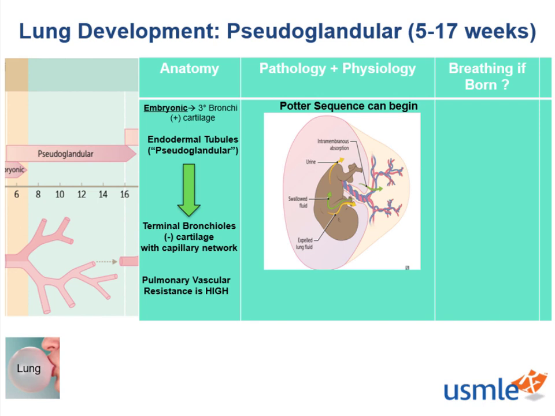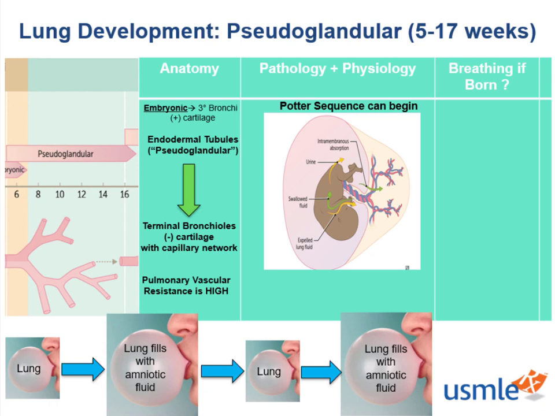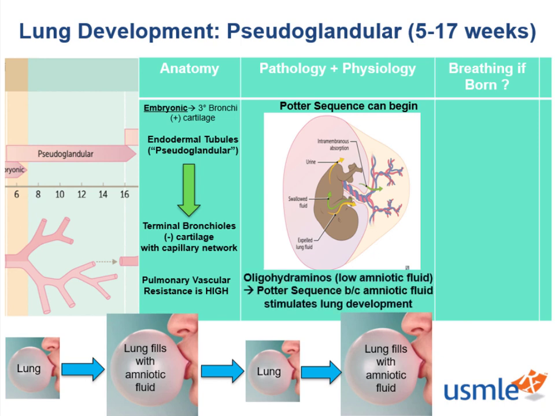So when the baby inhales amniotic fluid, it stretches the lung and stimulates mechanical development of the lung, and so this process is repeated over and over while the baby develops in utero, ensuring proper development of the lungs. So, if the baby experiences oligohydramnios for any reason, which is low amniotic fluid levels, Potter sequence can occur because the lungs will not be mechanically stimulated to develop.